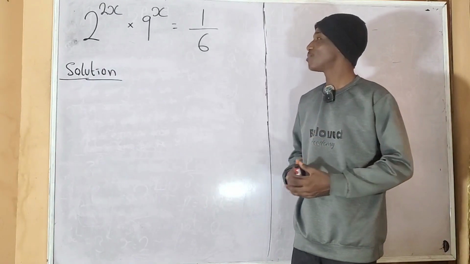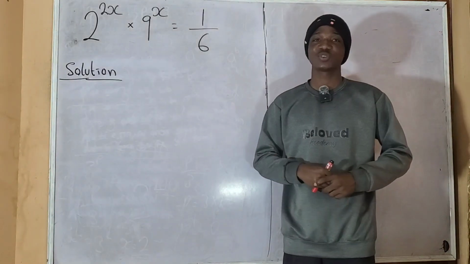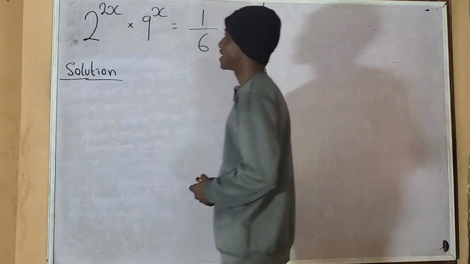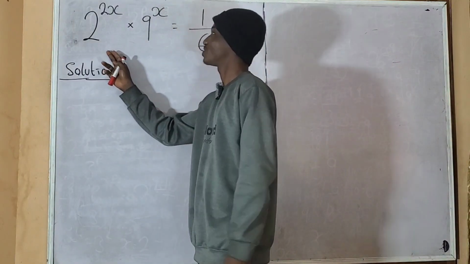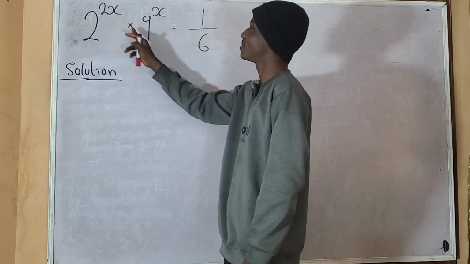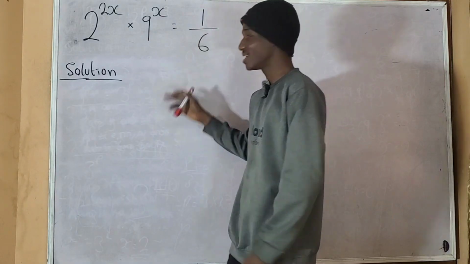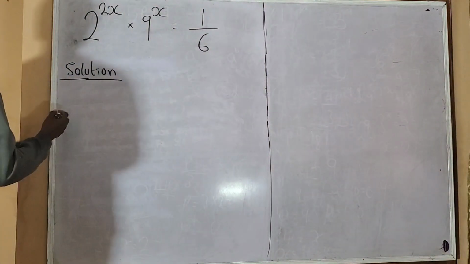Let me show you a more excellent way to approach the question that we have on the board. Our goal here is to find the value of x in the exponential equation 2 raised to the power of 2x multiplied by 9 raised to the power of x equals 1 over 6. Approach the question like this.